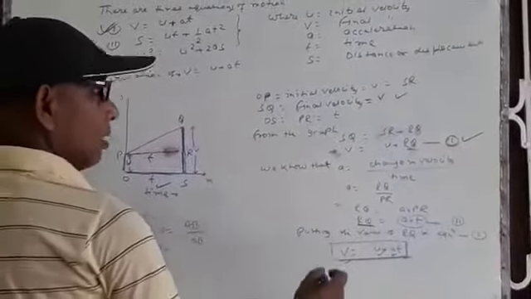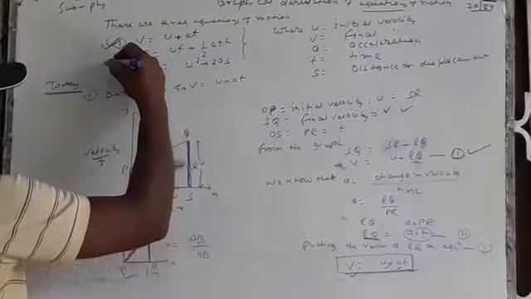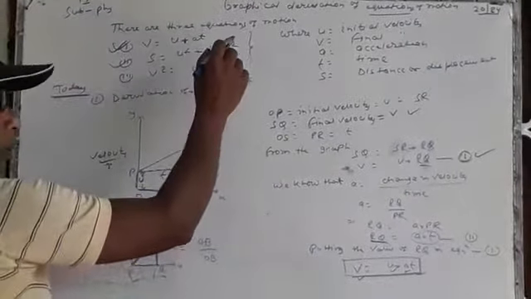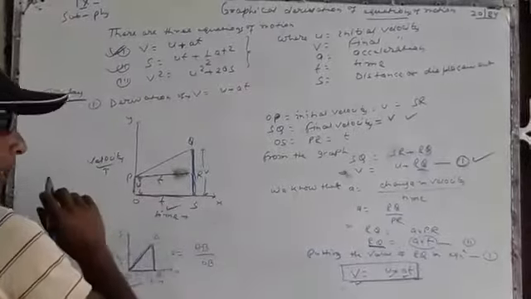In my next class, I will derive the second equation of motion, s equal to ut plus 1 by 2 at square. The graph will be the same, no change.